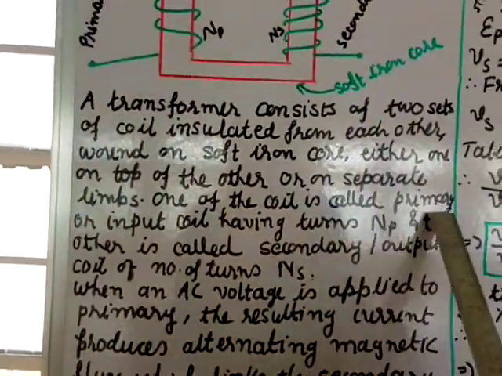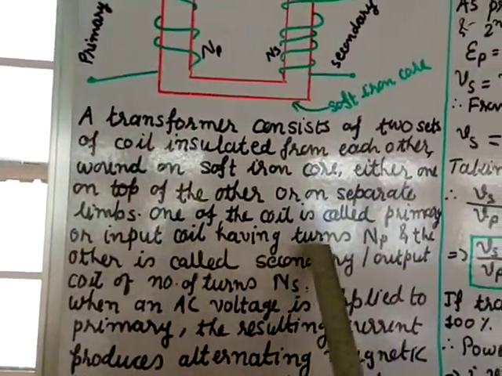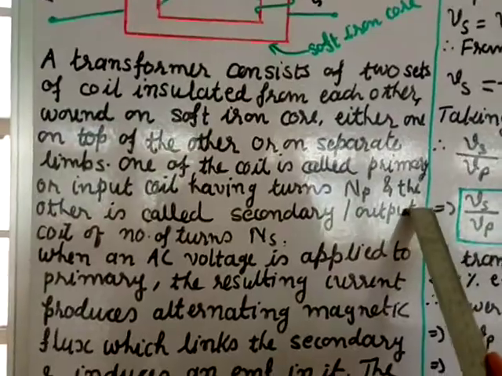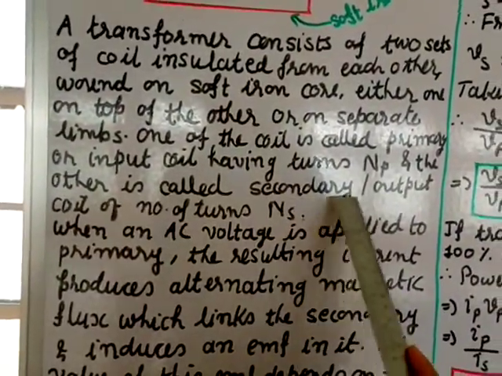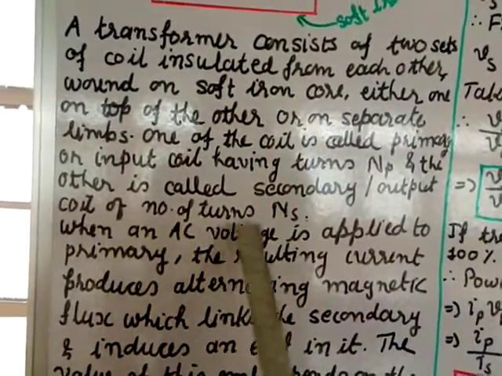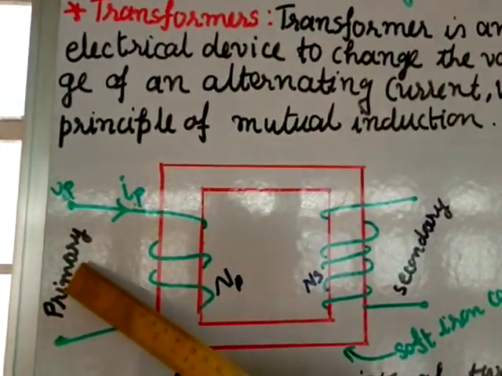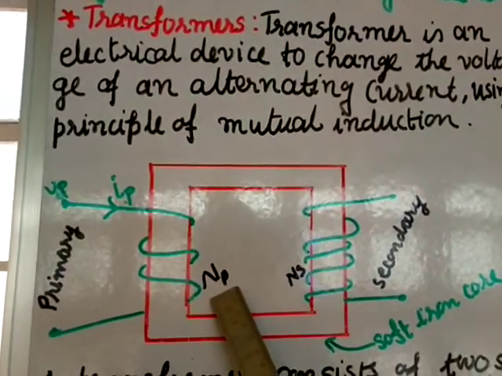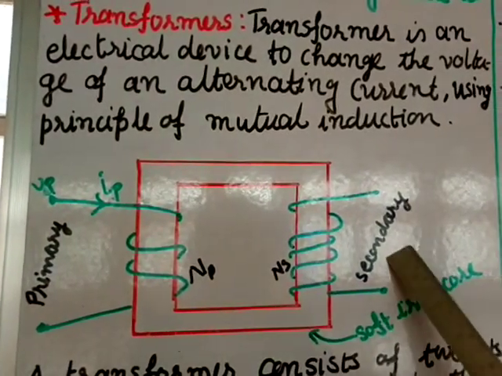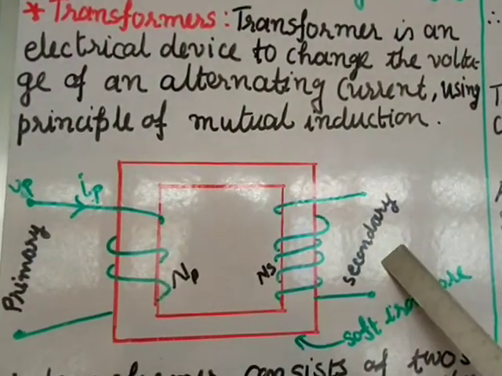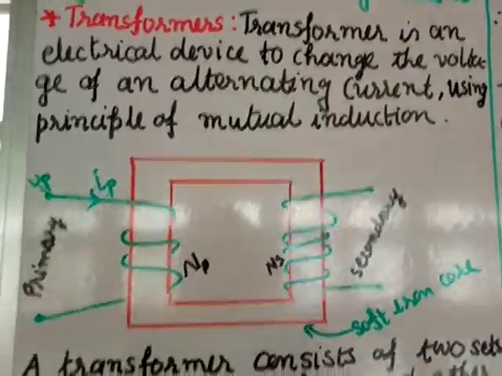One of the coils is called primary or input coil, having number of turns Np, and the other is called secondary or output coil of number of turns Ns. So this is called primary coil. This is also called input coil. It has got number of turns Np, and this one is called secondary coil or also called output coil. It has got the number of turns Ns.